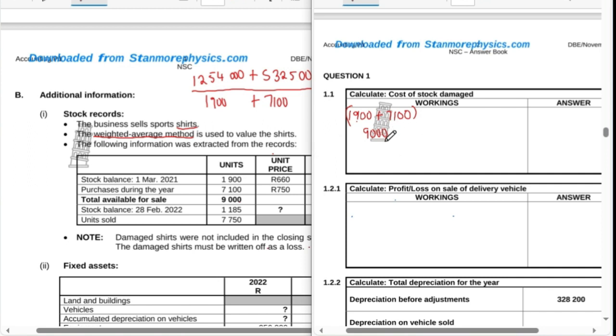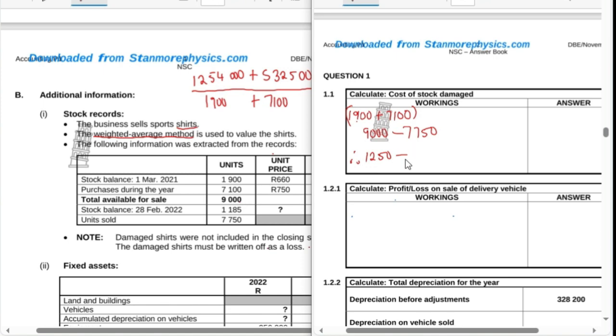And then in this financial year, we only sold 7,750 units, meaning at the end of our financial period we need to say 9,000 subtract the units that were sold, meaning in the business currently we must have how much? 1,250 units that are left in the business after selling. But in this case, in their books, they are saying that we are left with 1,185, meaning we lost there.